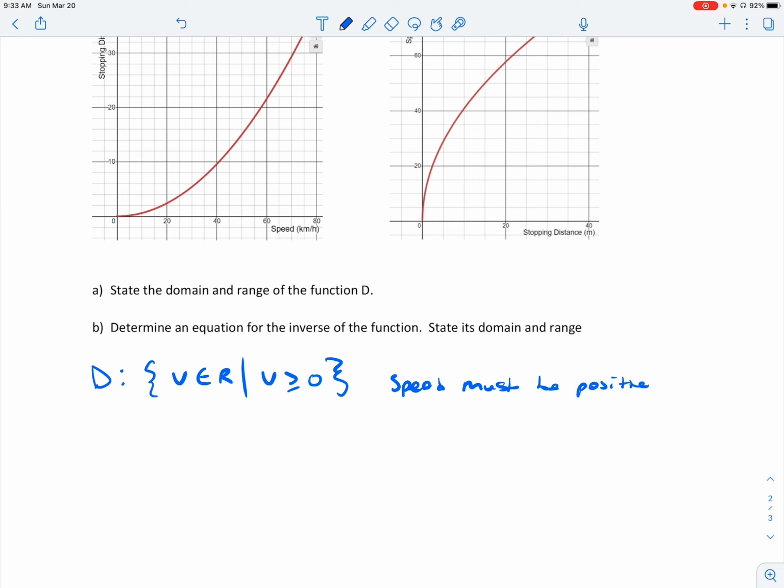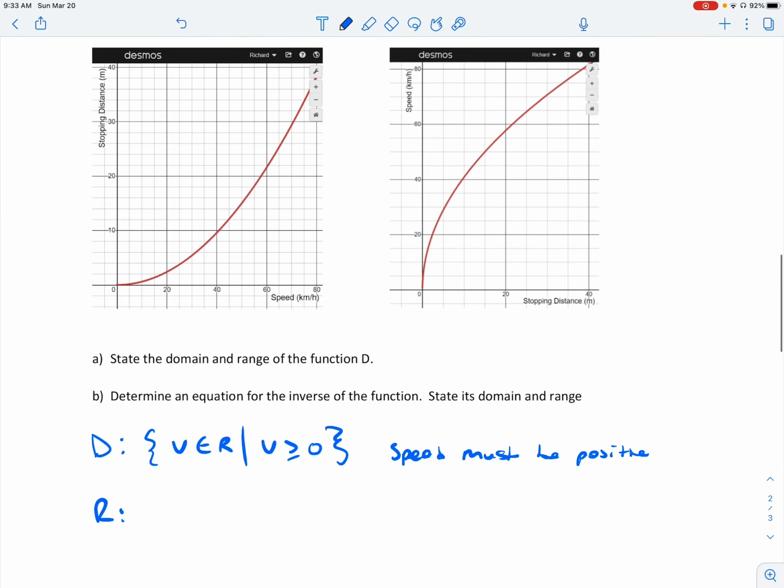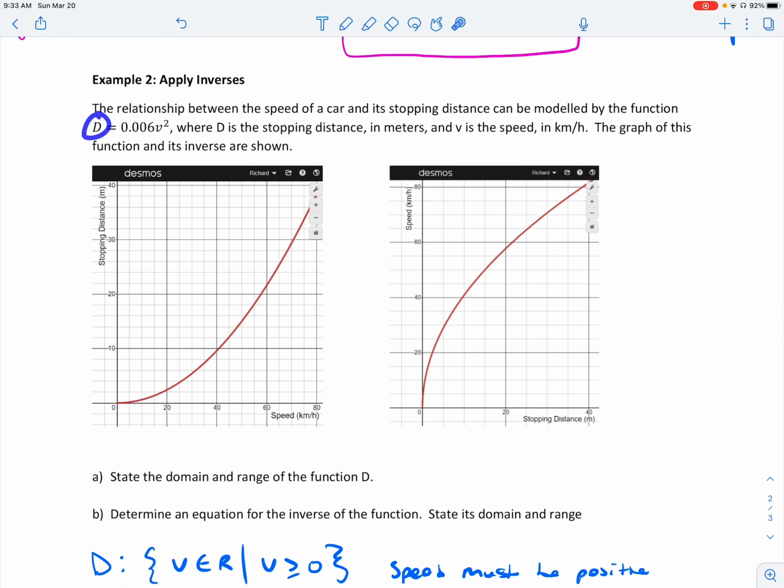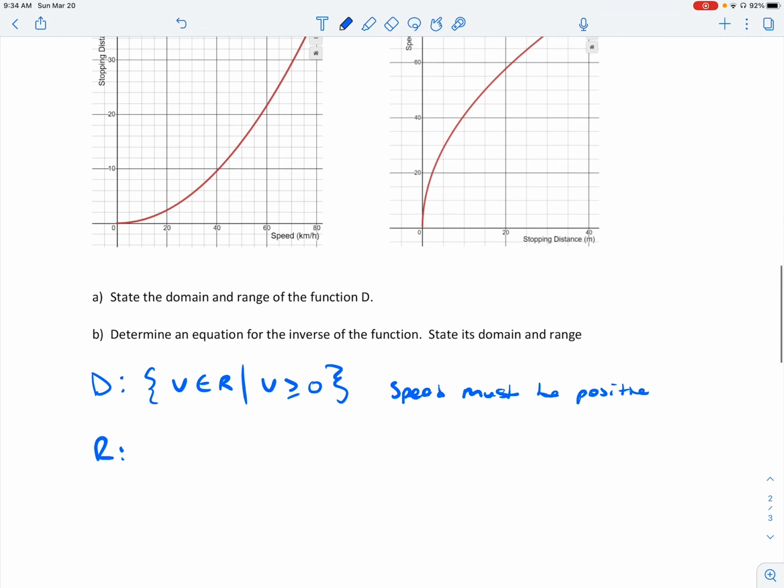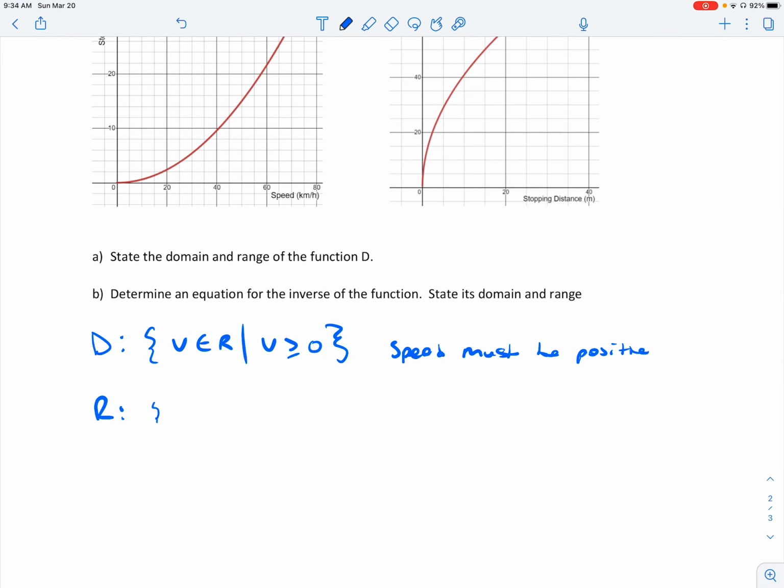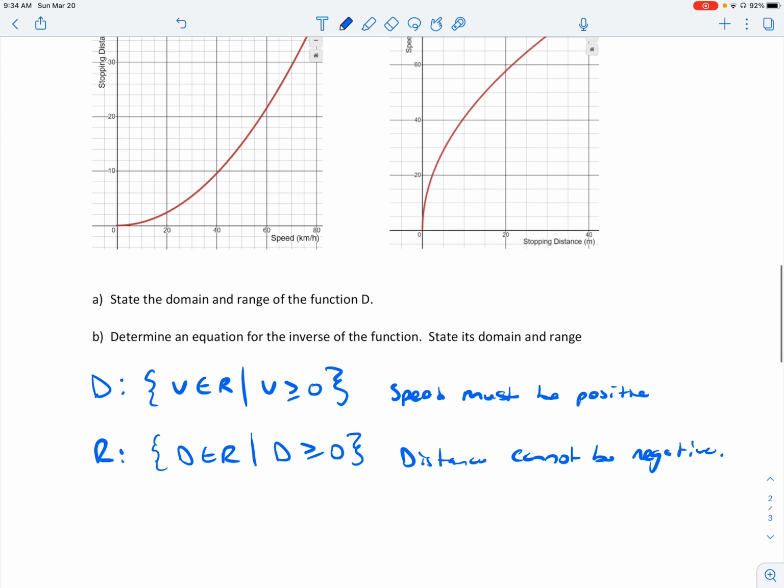Now the range, for this graph, I'm looking at the stopping distance. That's the value d. So it's everything from 0 up. So we can say d is an element of R, and d is also greater than or equal to 0. So distance cannot be negative, right? Okay, so that's for part A.